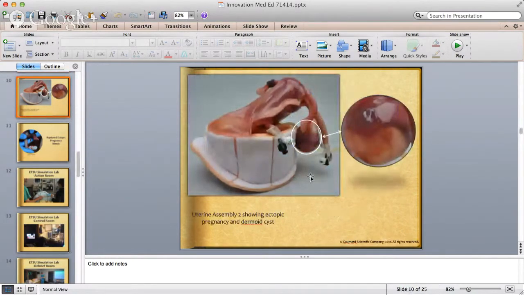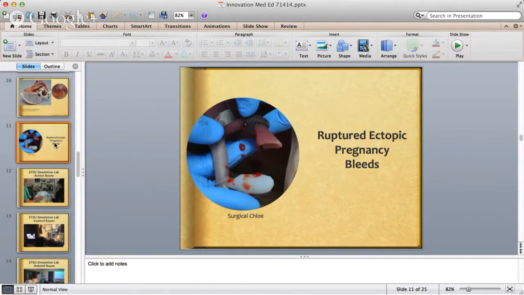And this is the uterine assembly. So this one happens to have right up here, that's an ectopic pregnancy. And then this over here, which is blown up here, is a dermoid cyst. A dermoid cyst, teratoma is another term for it, has lots of different tissues such as hair and fat and calcium as a part of it. It is not a malignancy usually, but it is a neoplasm. And this is an example of the ectopic pregnancy actively bleeding.